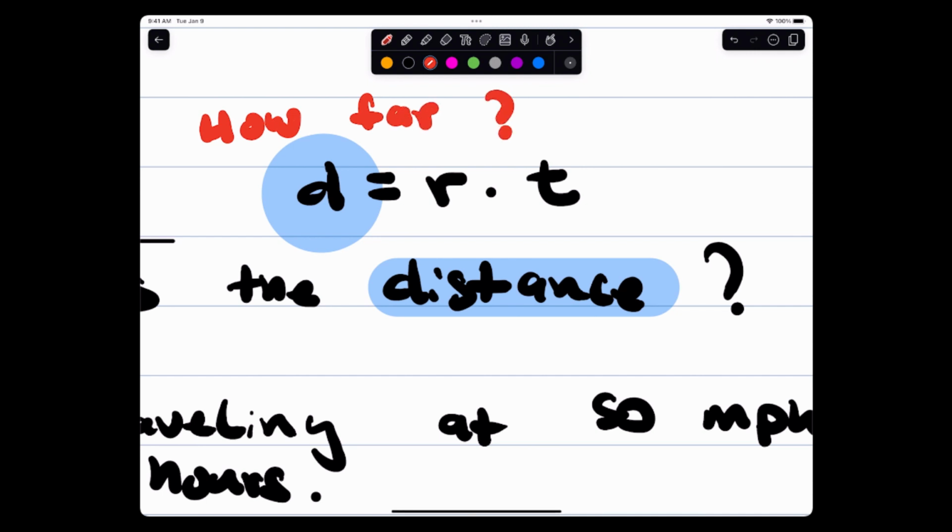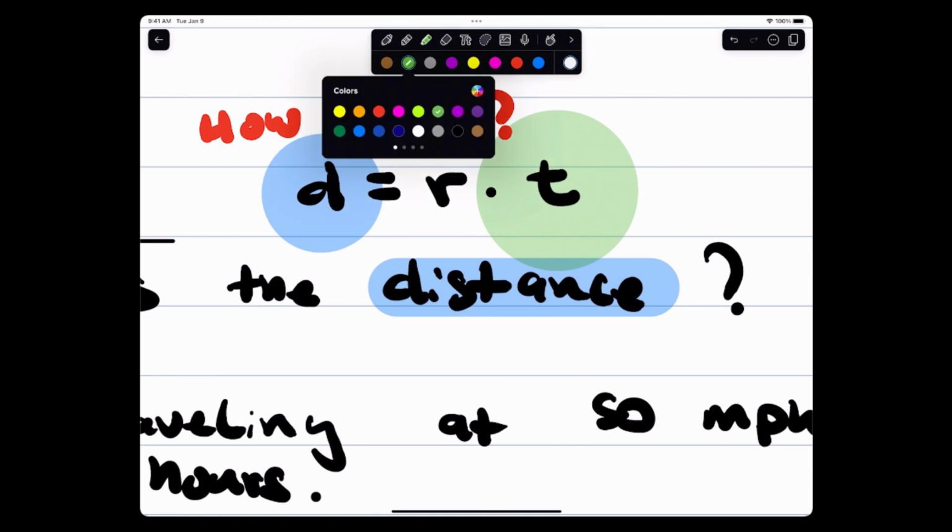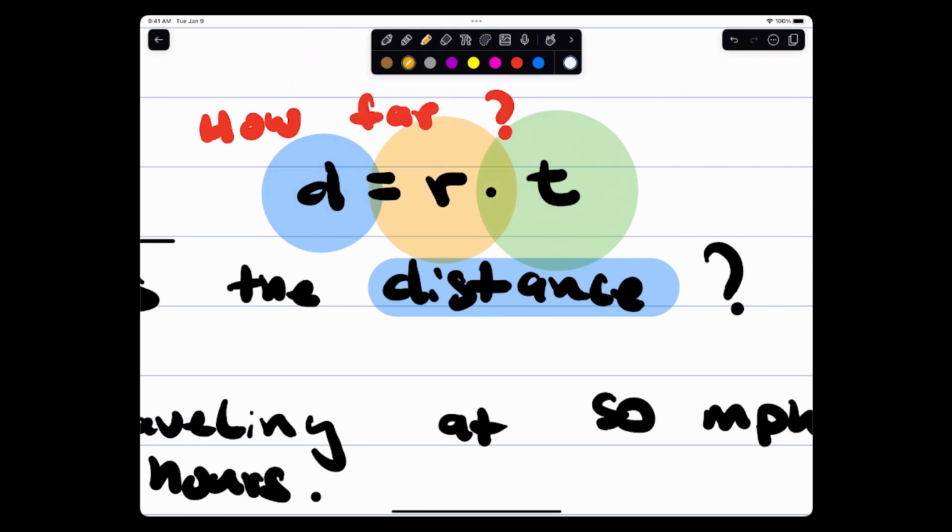is D. Time, ladies and gentlemen, is T. What is R going to be? It's your rate. So distance is rate times time. We could measure how far something is by knowing the rate and multiplying it with the what? Time. So this is distance. How far? We're going to use this information today.